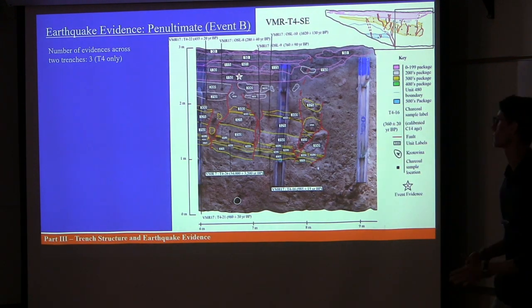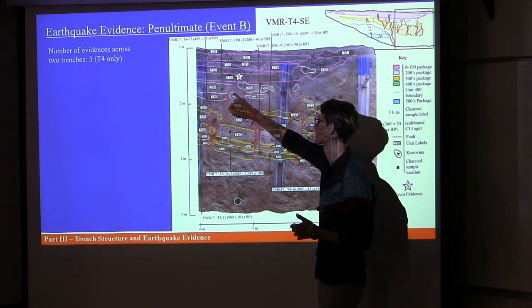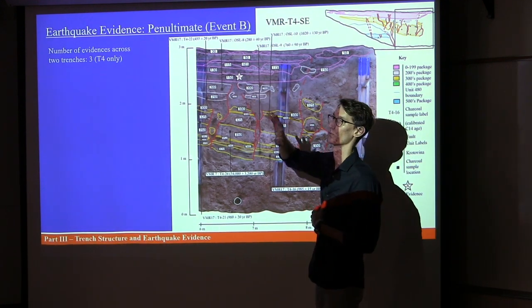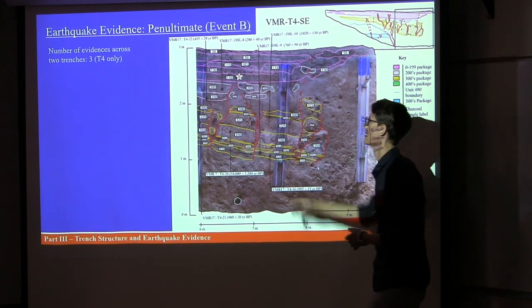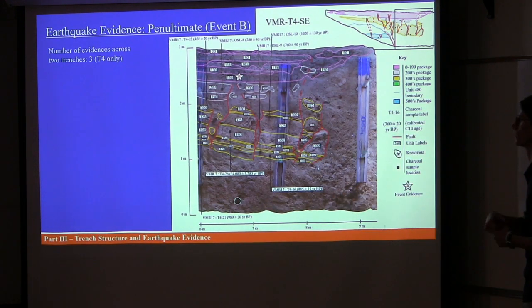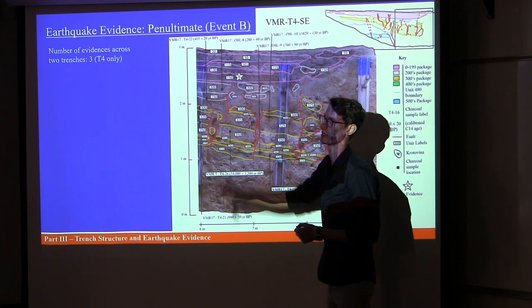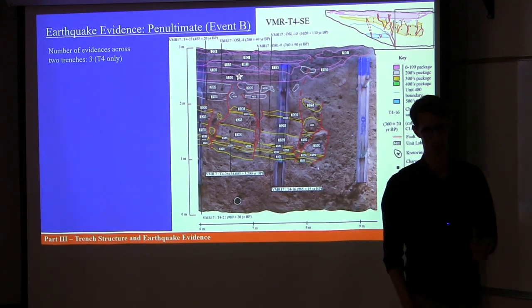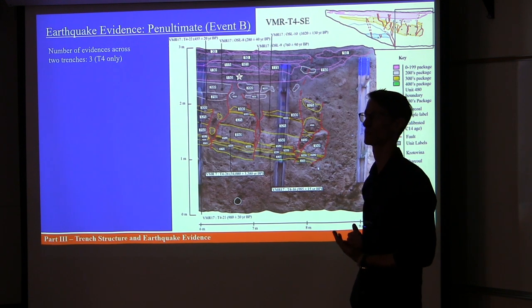For our penultimate event, one of our best evidences is this truncated piece of 200. This is only visible in trench 4, which is why there are only 3 evidences for this particular event. But you get some clast breakup and fall-in, and you get upward termination into unit 150, which then overlies unit 200, which is a clear distinction that you have an event occurring before the deposition of 150.